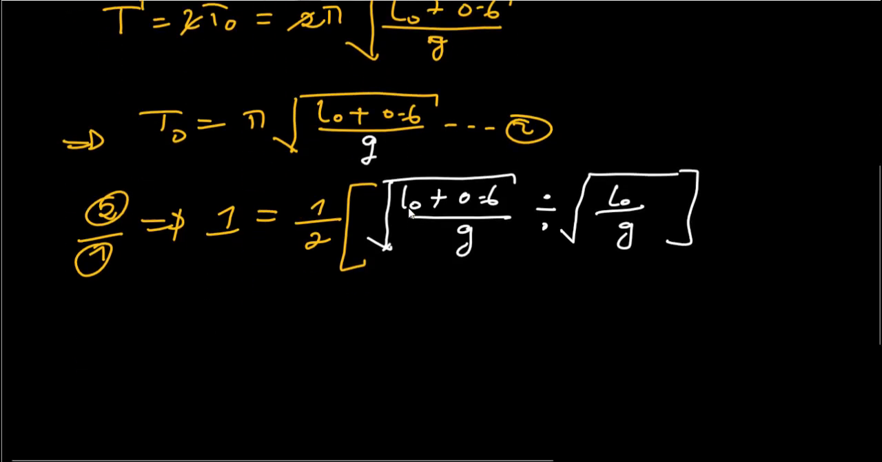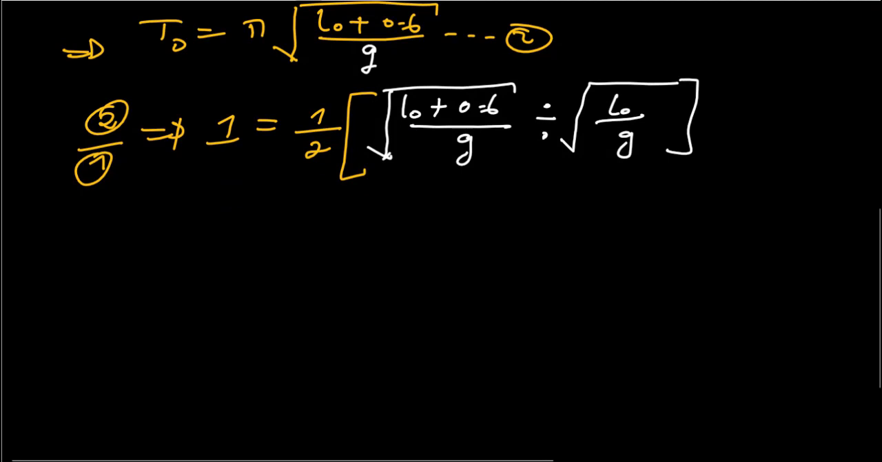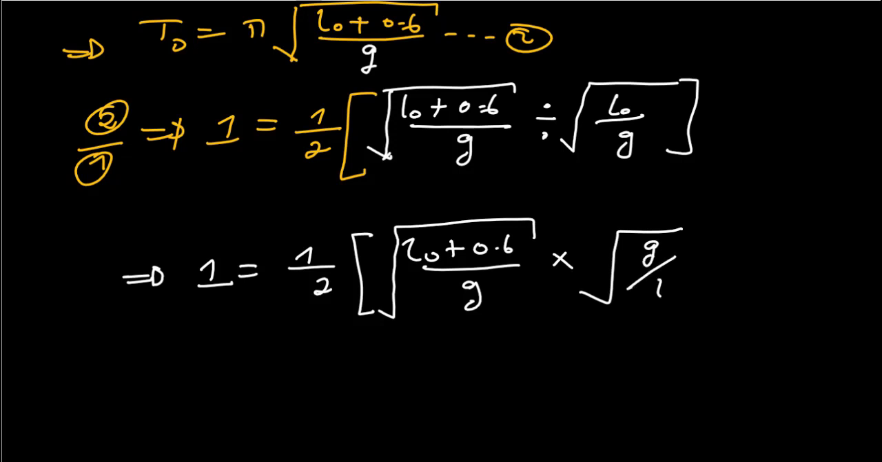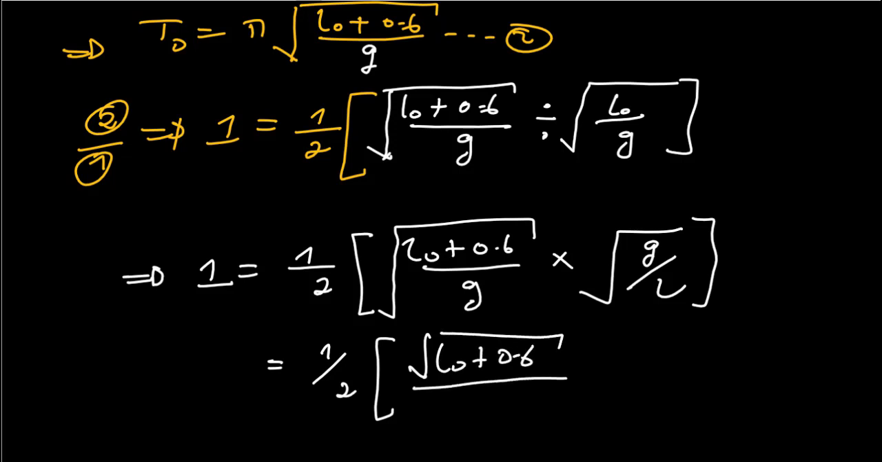So let's simplify the expression. What we get now is, 1 will be equal to a half into L naught plus 0.6, all of this divided by G, all that inside the square root, times the square root of G divided by L. So from the laws of indices, we get a half into the square root of L naught plus 0.6, since they are all positive quantities, divided by the square root of G times the square root of G divided by the square root of L.